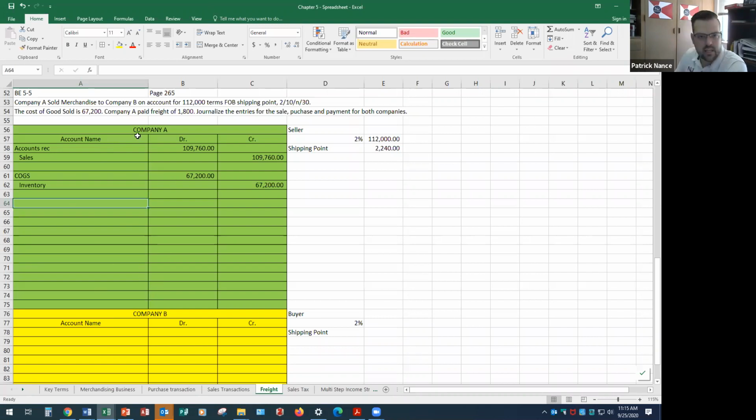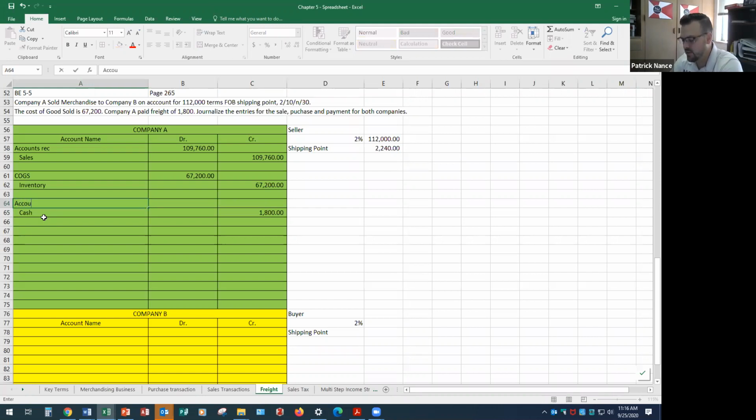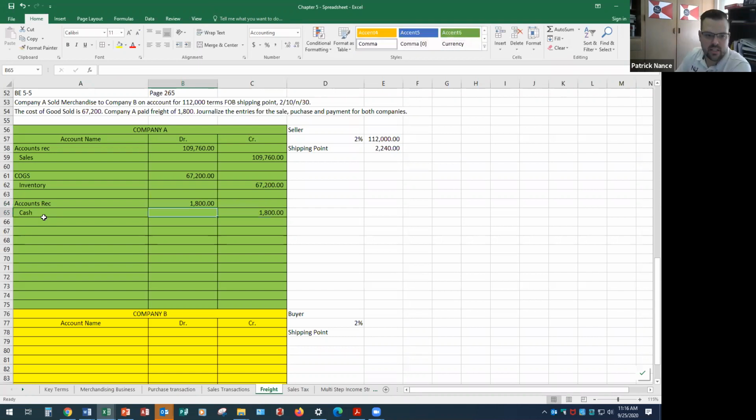Next it says that Company A paid the freight of $1,800, but was it their responsibility? It was FOB shipping point, so it was not their responsibility. Even though they paid it, let's record the fact that they paid it first, it's the easy part. They paid $1,800 in cash. Since it was not their responsibility, they're going to bill this to their customer instead. They're going to tack this onto the invoice and say you owe us $1,800 for the shipping because it was their legal responsibility to pay it. So this is going to be accounts receivable to show that they owe an additional $1,800.